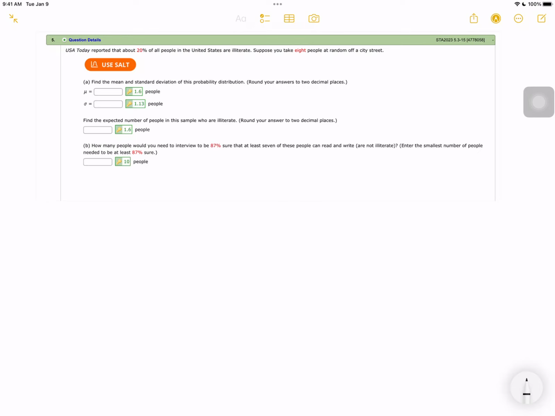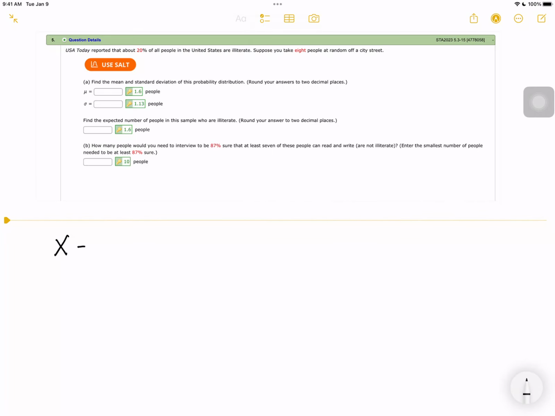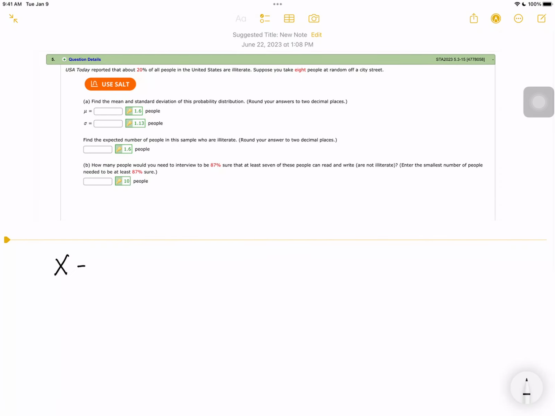First things first, your mean. First and foremost, you have to establish what we're doing. So x is whether or not a person is illiterate. In this example, x follows a binomial distribution. N is going to be the 8 people, and P is going to be 0.2. That's the probability that a random person chosen would be illiterate.